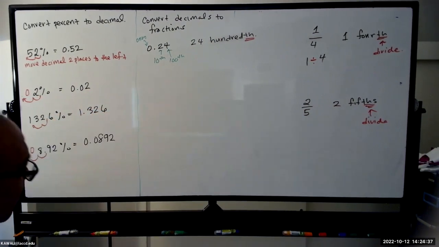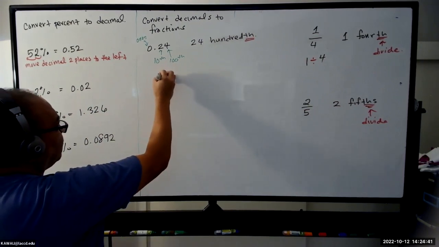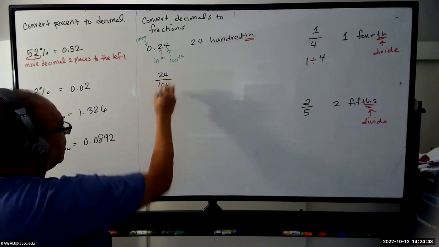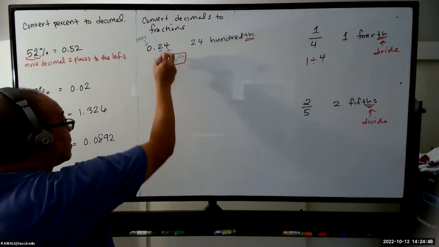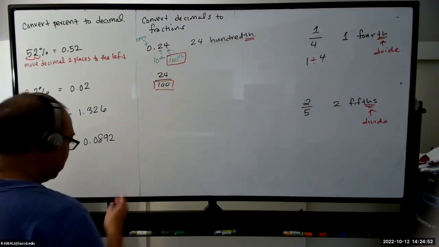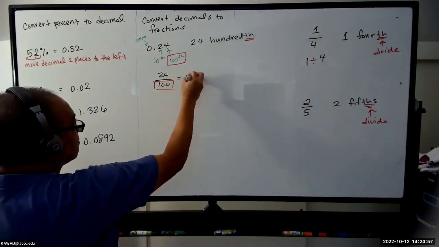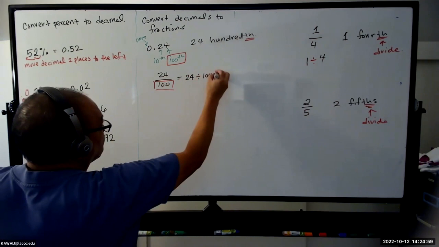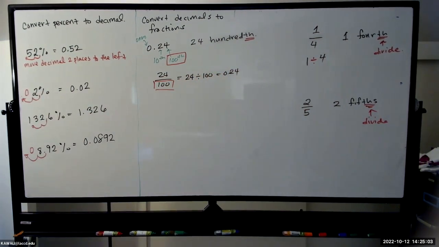Okay. So this right here is equal to 24 divided by 100. You select what position is the last digit. So then just use your calculator. You get 0.24. Okay. So let's do some more of these.